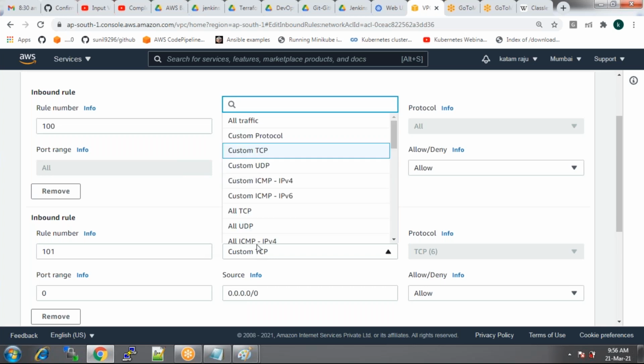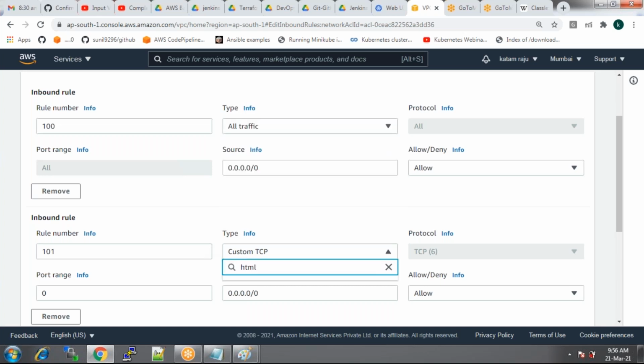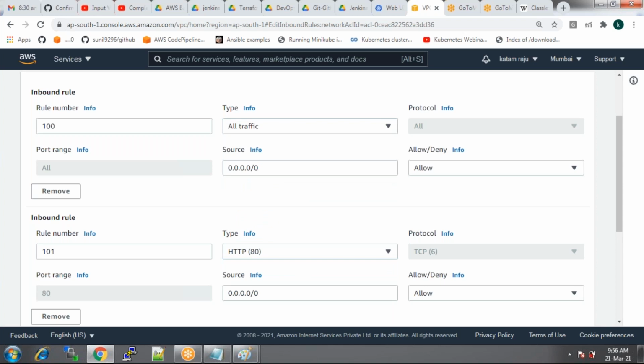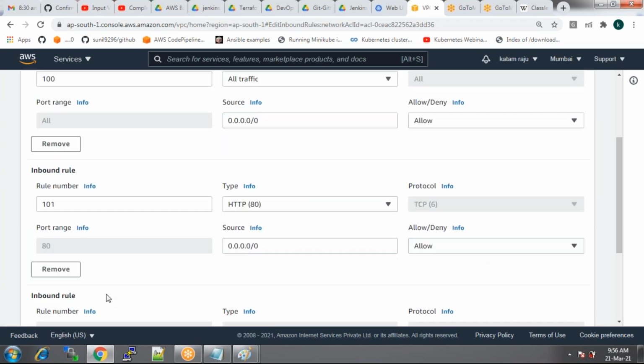And what type of rule is that? I would go with HTTP rule. And then, what do you want to allow? I want to allow all users. Now you see that, allow. Then if I go with deny, what is that? No user can access my NACL or the subnets.